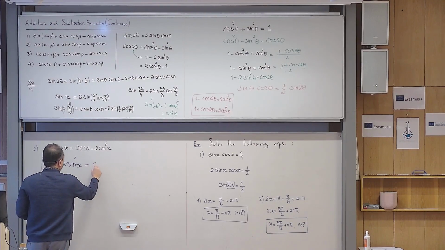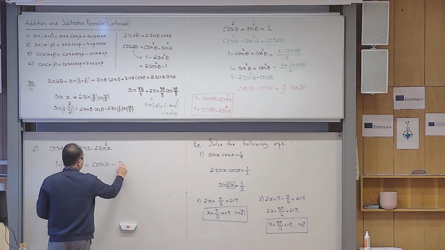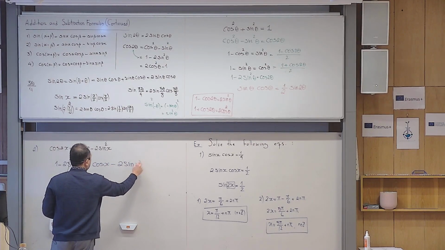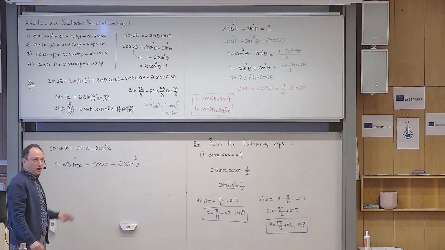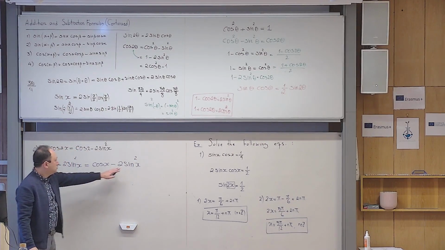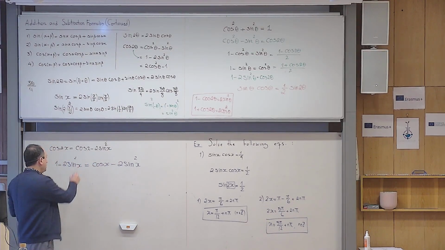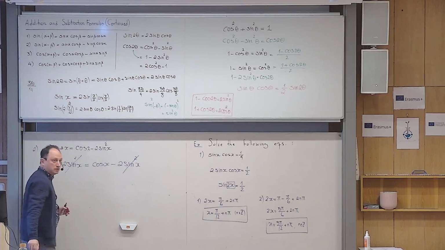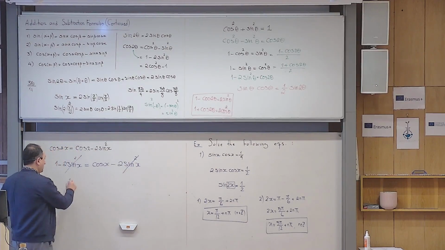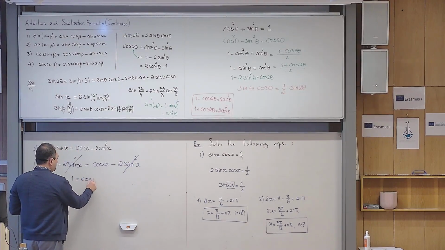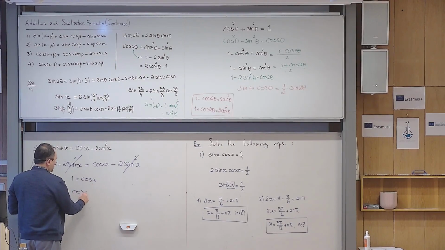And on the right-hand side, I have cosine x minus 2 sine x squared. Yes? Now you see why that was useful. Because you can move this in your head to the other side, it becomes positive of the same combination. So that one and that one are gone. And what is left for me is 1 equals cosine x, or cosine x is equal to 1.